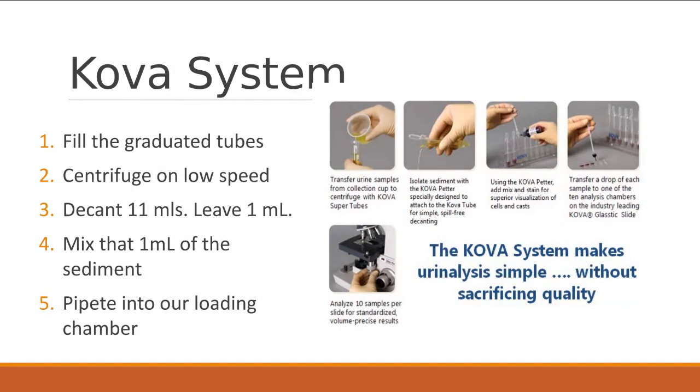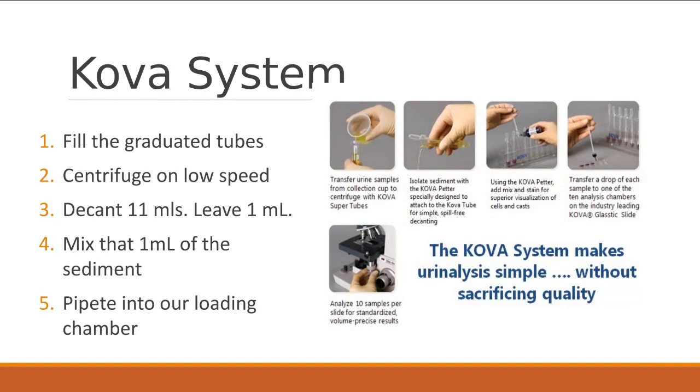Once you do that, you're going to centrifuge the specimen. And this is where we're going to get that concentrated sediment on the bottom. So we're decanting, which means we're going to pour off what's called the supernate, and then your sediment's on the bottom. So you're pouring off that top half, all the liquid, and we're leaving about 1 milliliter in the bottom. So there's just a little bit of urine in the bottom that goes with that sediment.